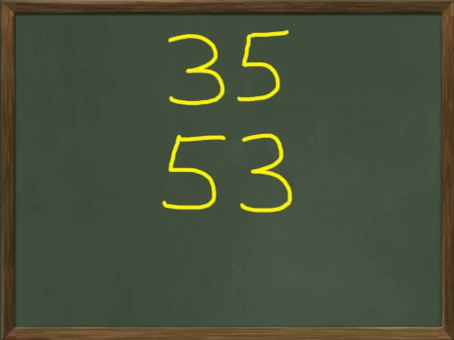Just flip the order around. 5 comes first, it's 53. When the 3 comes first, it's 35. Okay, let's try the next one. Let's go to 36. You write 36 on your paper, and I'll write 36 on my board.